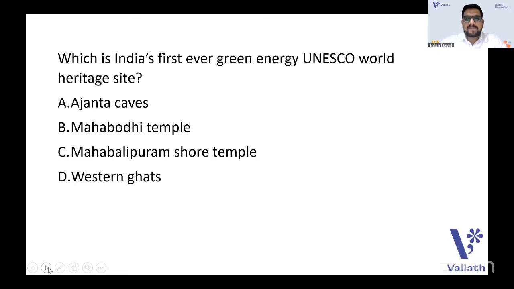Which is India's first ever green energy UNESCO World Heritage Site? It's actually a general awareness part, and it happened recently. India had its first green energy site, that means this site is illuminated with solar energy. The answer is Mahabalipuram Shore Temple. It is in Tamil Nadu, Mahabalipuram Shore Temple.